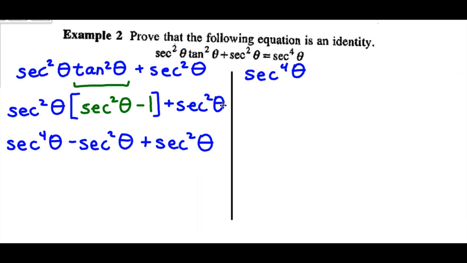Now I'm going to look at what I have. Secant to the 4 theta minus secant squared theta plus secant squared theta. When I look at this, I see that I have secant squared theta and secant squared theta, where one is positive and one is negative. So those two things are actually just going to cancel each other out. When I do that, I'm left with only secant to the 4 theta, and my left side is now equal to my right side. So QED, or colored in square, I have proved this identity.